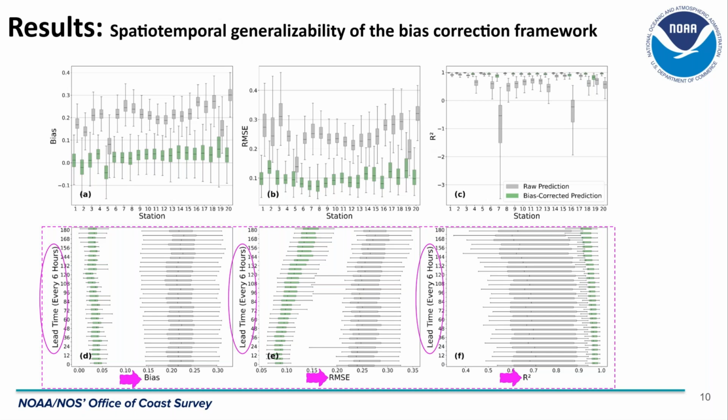So using the same performance metrics, and again, the green box plot shows the model performance after bias correction, and the gray box plot shows before bias correction. And we can see the model performance improved after bias correction, across all those lead times. So we can see the bias correction framework is very robust across all the lead times.